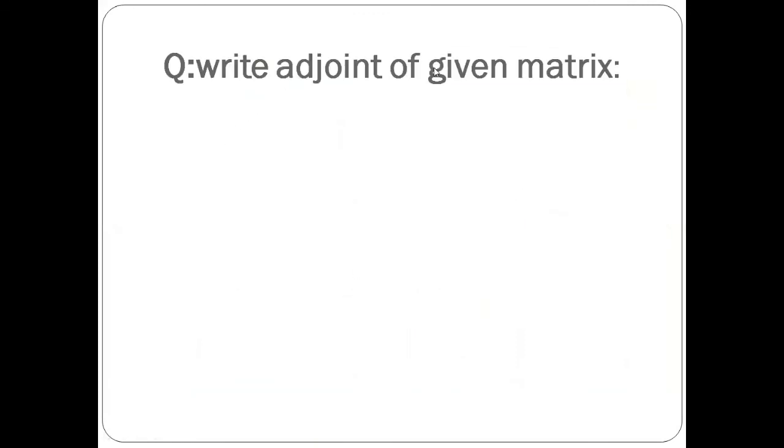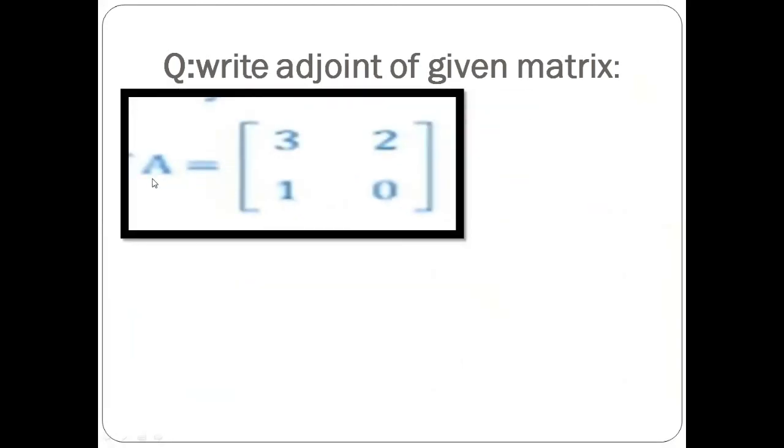Now write the adjoint of the given matrix. This is an example. The matrix A contains the elements 3, 1, 2, 0. Then how will you find its adjoint? By interchanging the places of the leading diagonal, 3, 0, it will become 0, 3. And you will change the sign of the non-leading diagonal. This plus 2 will become minus 2 and this plus 1 will become minus 1.